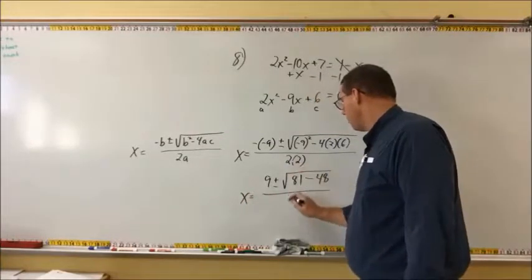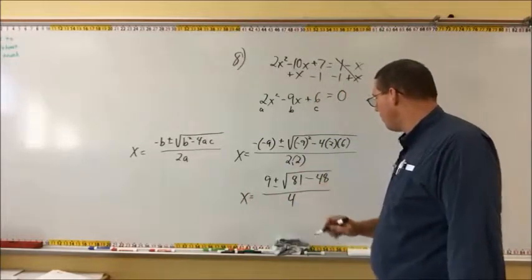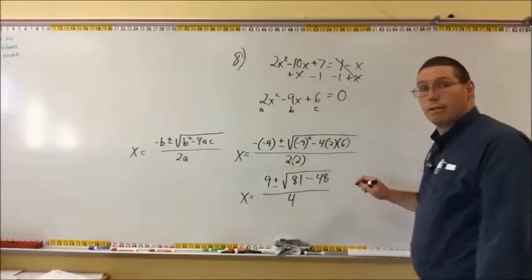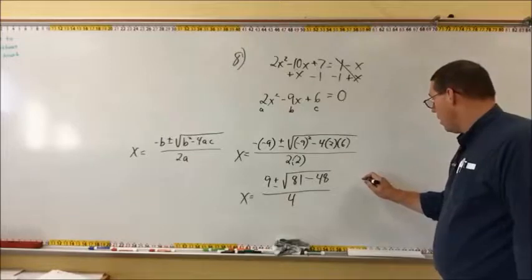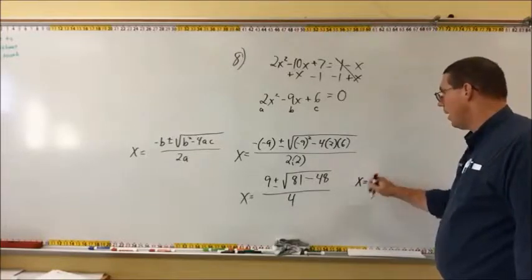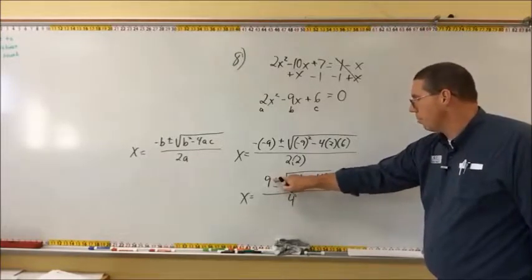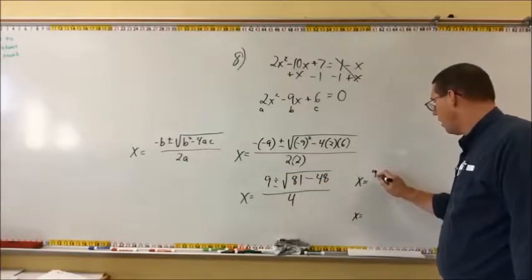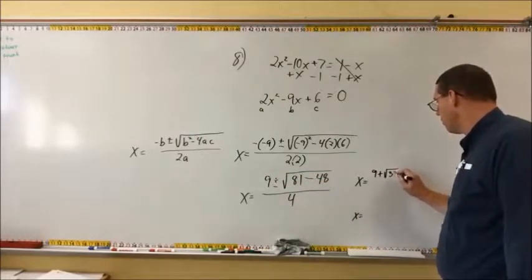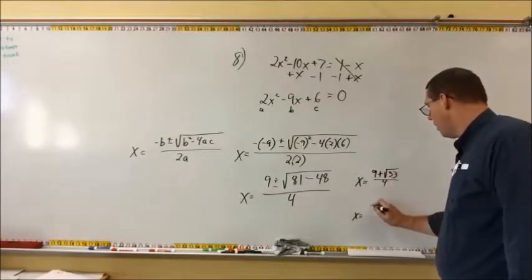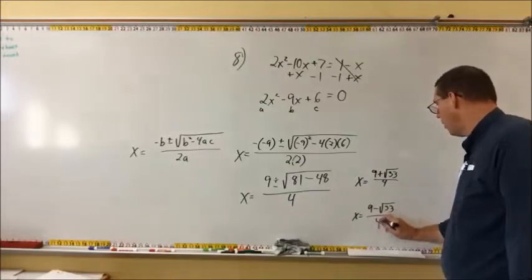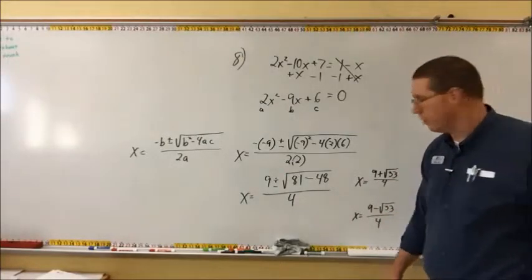Now, 2 times 2 is 4. 81 minus 48, that's 33. So our final answer is going to be x is equal to, now I've got to do two answers, 9 plus and 9 minus. So two answers: 9 plus the square root of 33 over 4, and 9 minus the square root of 33 over 4. And we're done. Okay, that's question number 8.